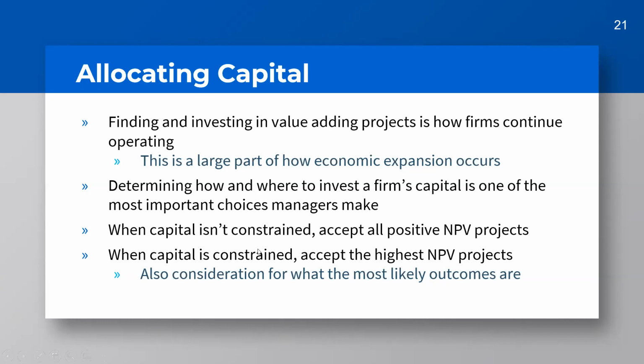So generally speaking, if capital isn't constrained, then we should accept every single positive net present value project that we can come across. But the fact is that in pretty much every situation that we're going to be involved in, capital is going to be constrained. We're not going to have an unlimited budget to deal with. In situations like that, the highest NPV project is the one that should be accepted. There are other factors, but really it comes down to NPV. What is going to be the most value-adding project we can consider?